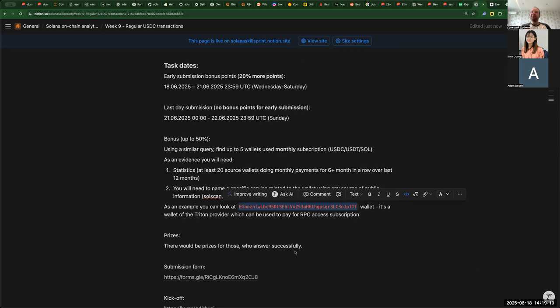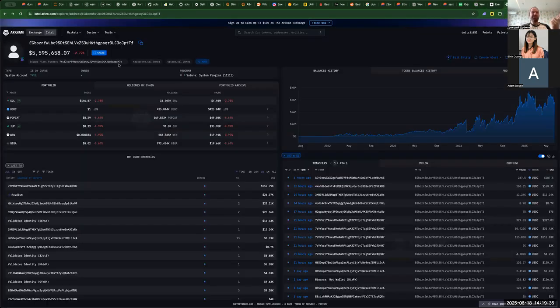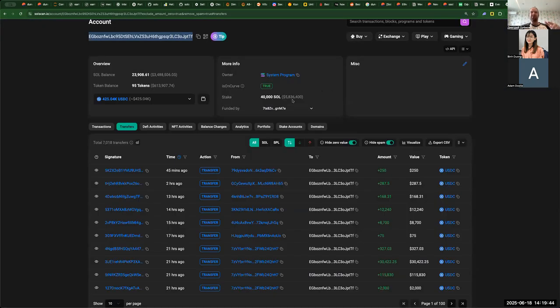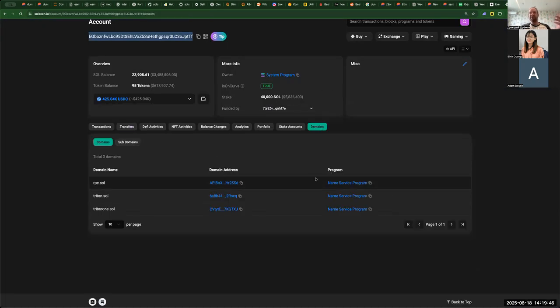When you say a domain, is that going to be on Solscan? If we look up the wallet ID, we can see it? I tried looking on Arkham, and here, for example, it is showing the domain, but I think any explorer should show it. For example, here you see that this wallet owns triton.sol, triton1.sol, which is a more official name, and also rpc.sol.